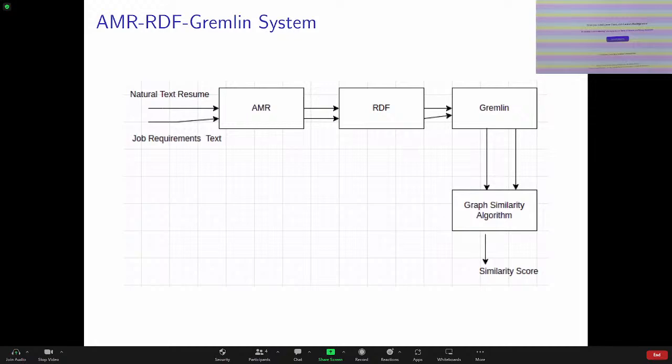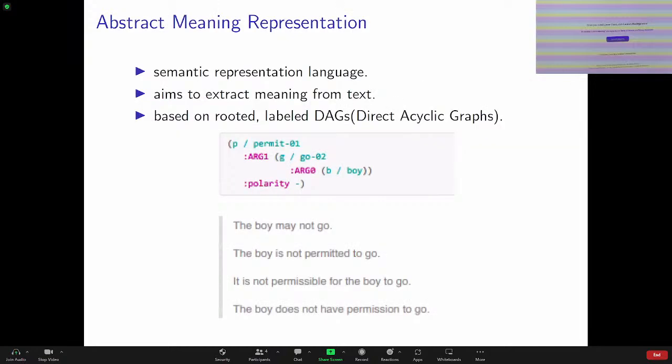AMR comes from Abstract Meaning Representation. It's a semantic representation language, and its main objective is to extract the meaning from text.